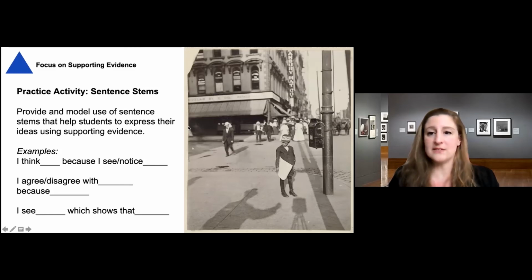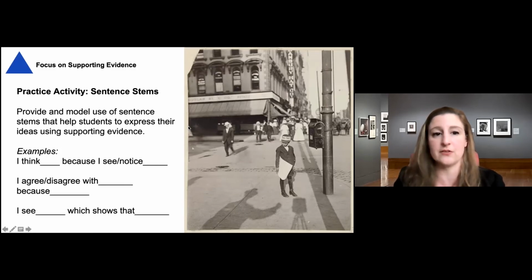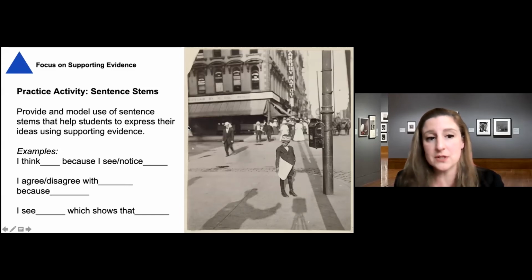Or I see a shadow on the pavement, which shows that it's a sunny day. Those are some examples of how those sentence stems can be used. You might choose just one for younger students to practice using. But what's important about these particular sentence stems is they build in the need to provide a supporting detail to support your idea.